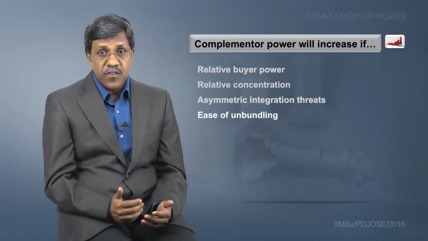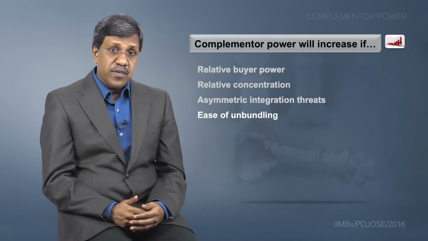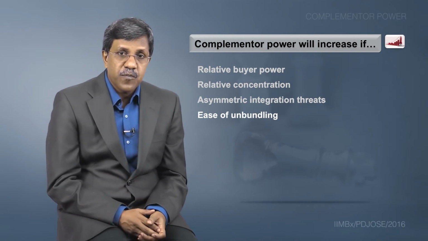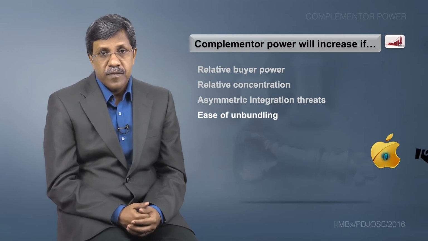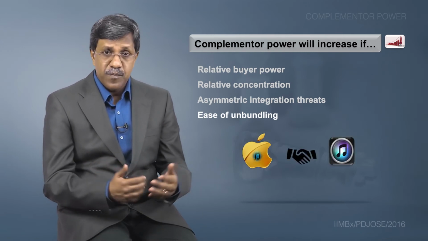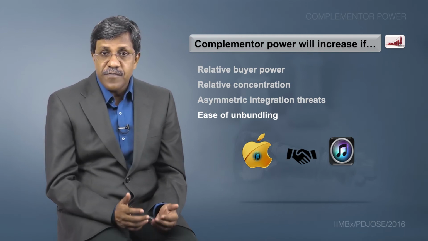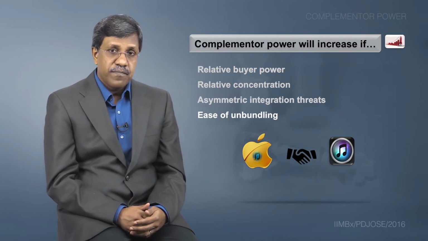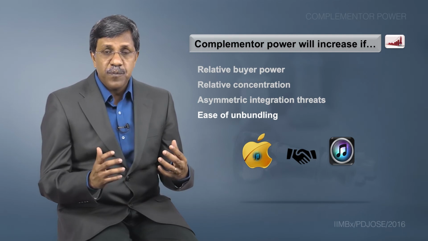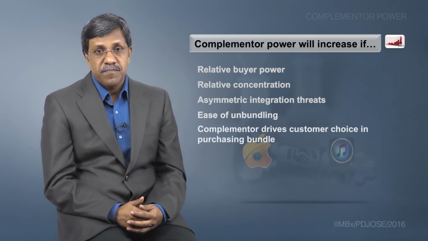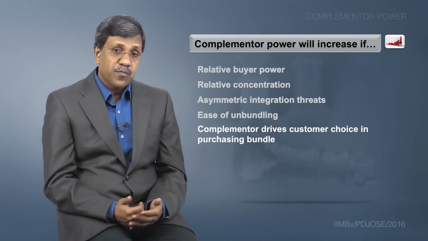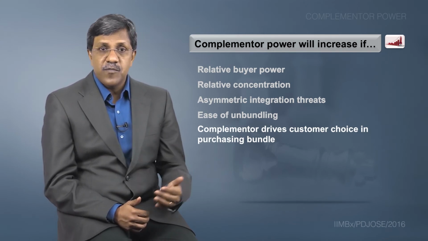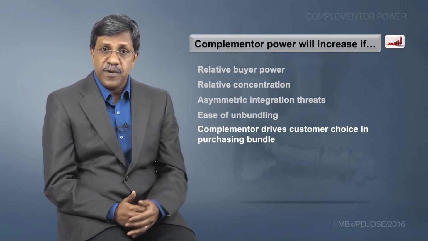The next factor is the ease of unbundling. If customers can purchase and use the complement independent of the industry's product, complementers become very powerful. Look back at the example of Apple, iTunes and the music industry. It was not easy for the music industry to move away from iTunes given the tight lock-in between iTunes and iPod. The result? Apple had a disproportionately high amount of power in the music industry. In the airline industry too, travel sites such as Make My Trip or Expedia have tremendous power over airlines or other transportation service providers. When the complement drives the customer choice, the complementer becomes very powerful.